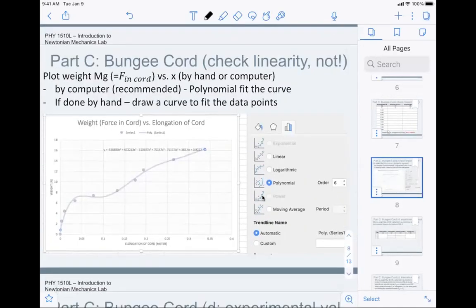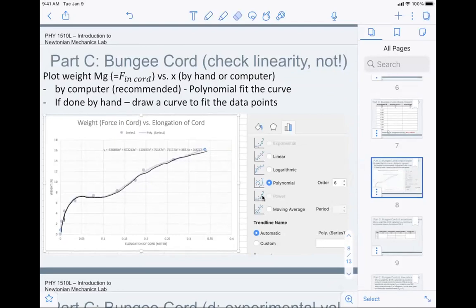Now you have the option to draw it by hand. I strongly recommend using a computer. It will be much more difficult to do it by hand. But if you do draw it by hand, then to fit a curve, you simply draw a smooth curve that connects the points as best as you can.